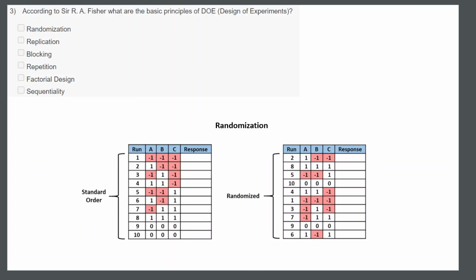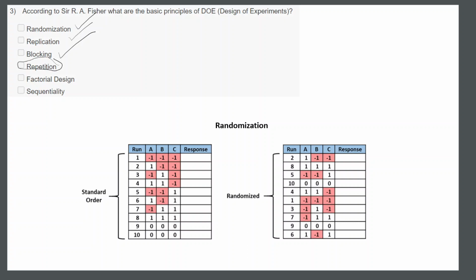In the third question, according to Sir R.A. Fisher, what are the basic principles of DOE, design of experiments? According to Dr. Fisher, there are three basic principles: randomization, replication, and blocking. Repetition is repeating the experiment. These are all good for design of experiments, but not the major thing.